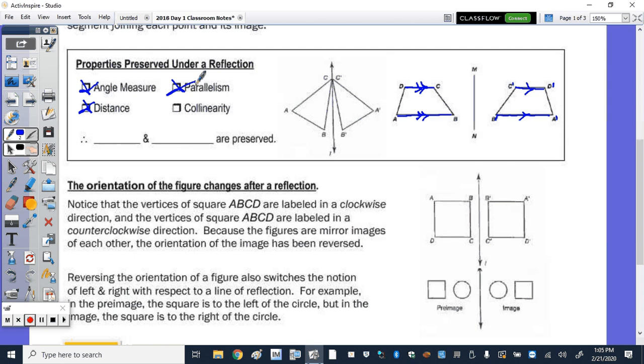Well, let's look at side AB of the triangle, and let's put point P here. So A, P, and B are collinear. When you reflect, A prime, B prime, and P prime are still going to be collinear. So that is also preserved. And because the figures remain congruent, because reflection is a rigid motion, both area and perimeter are also preserved.